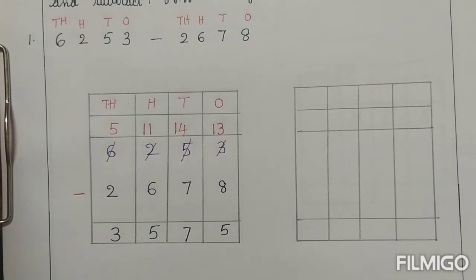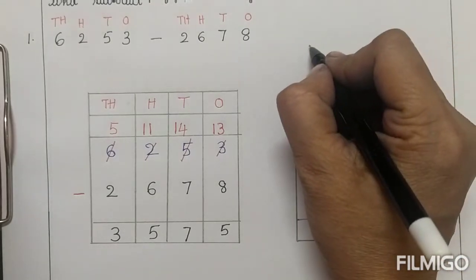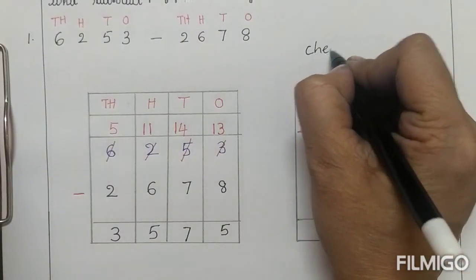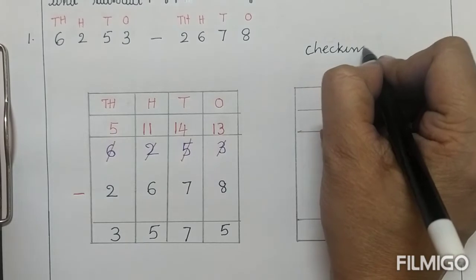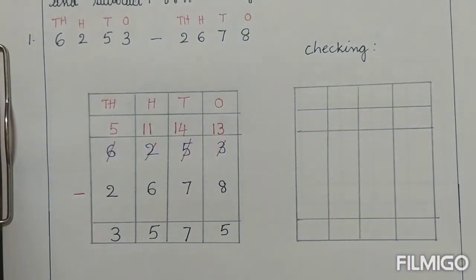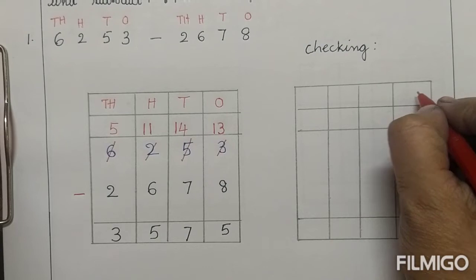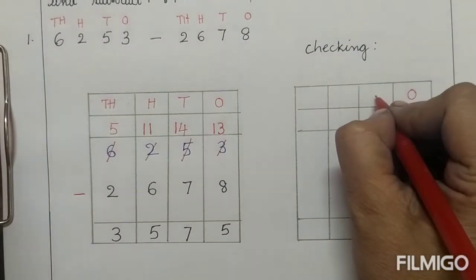Look, there is a way to check your answer. Let's check it out. Here we will do our checking process. We will write here checking. In checking also, we have to make a tabular column like this way. First we will write the place values in the first column.